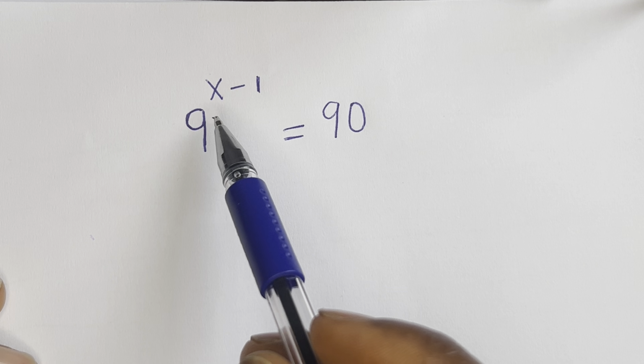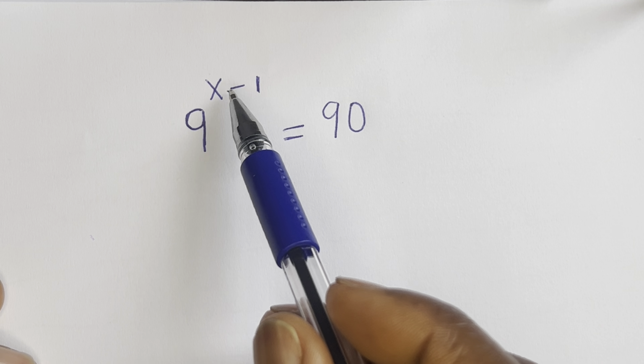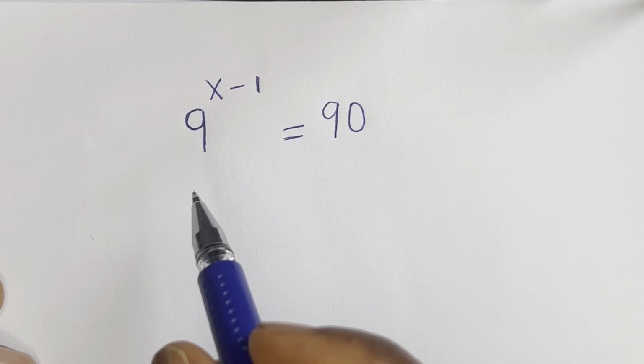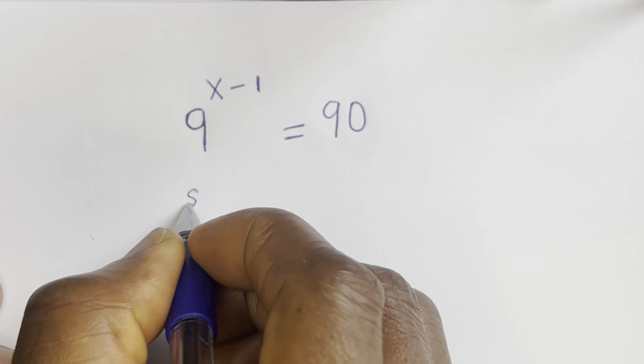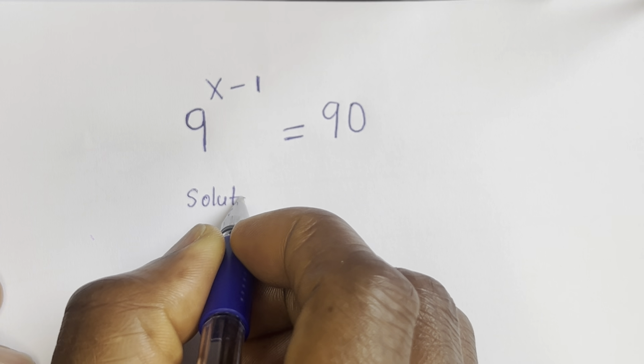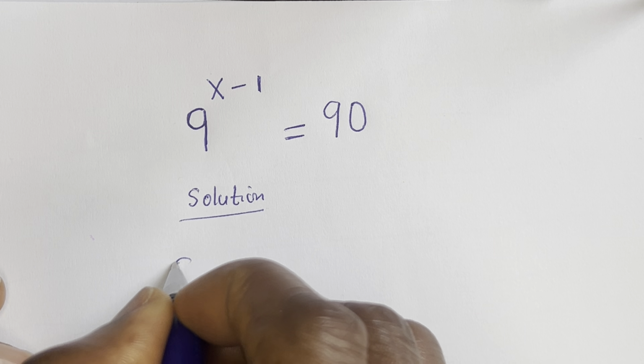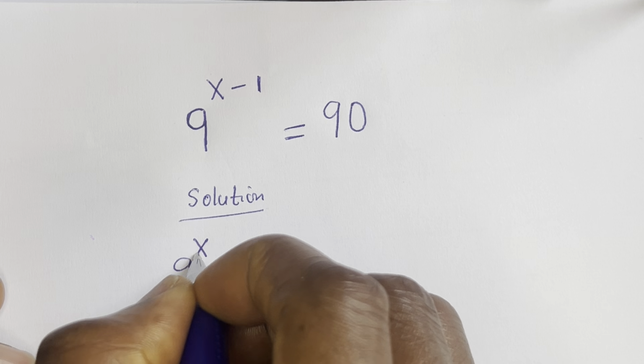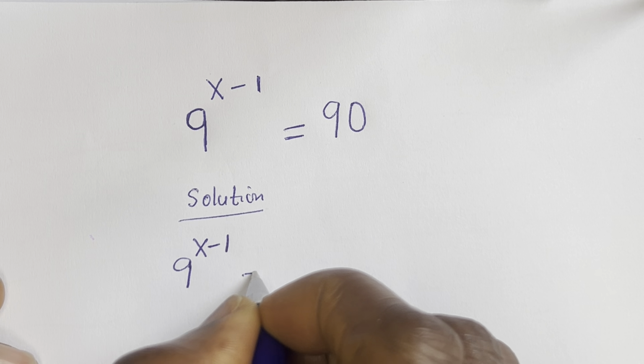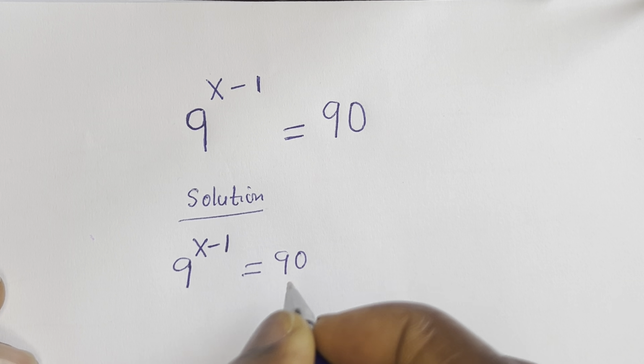Hello, how to solve for x in this equation? 9 to the power of x minus 1 is equal to 90. Solution. Then we have 9 to the power of x minus 1 is equal to 90.